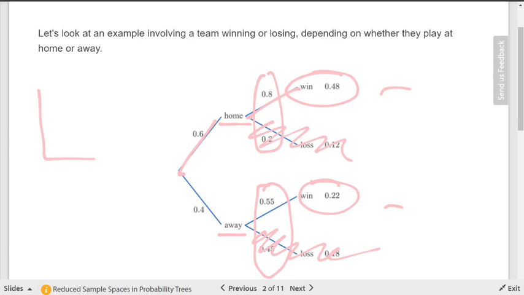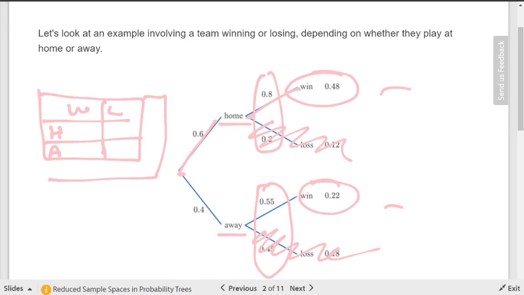So if this was a two-way table, they would either win or lose. They would either be at home or away, right? And then you'd have the totals there. And if we're talking about wins, we'd be talking about this column, right? So to me, this would be a lot easier with a two-way table. But they're going to show it to you with a probability tree. And doing that means that you're going to have to get rid of some stuff that you don't want. Everybody see why it's different? Okay, because we have a reduced probability.